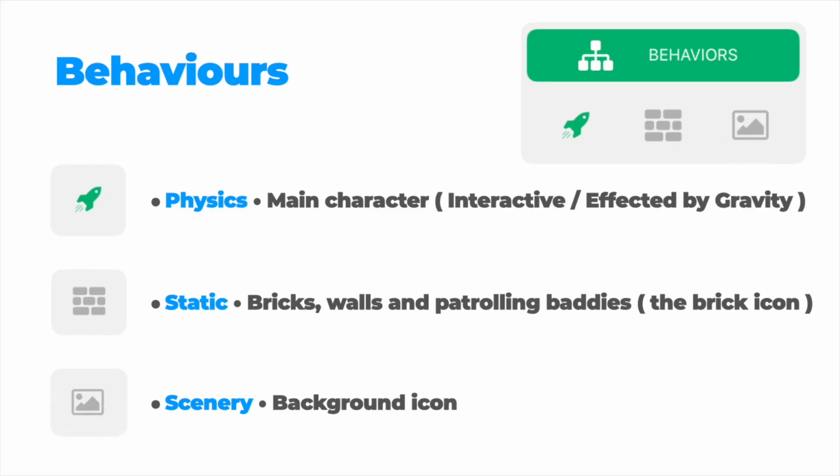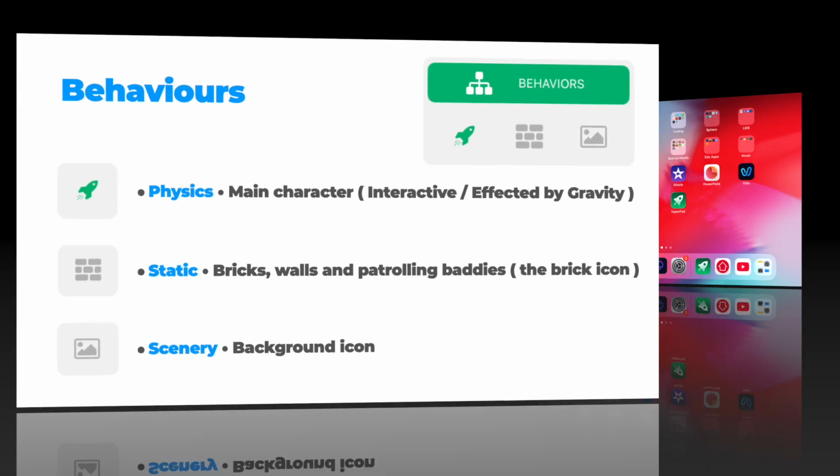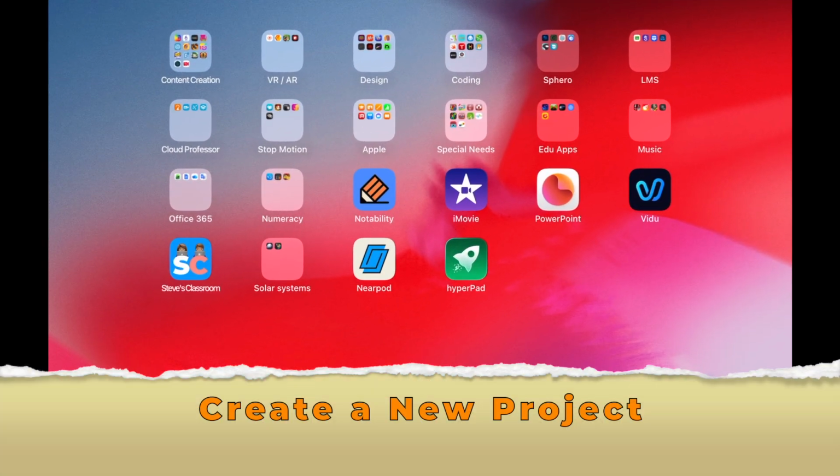And so these are things that you don't interact with and you just run past, like a tree in the background or something like that. So these are the three different types of behaviors in hyperPad, and it's really important that you turn physics on for your main character. We're going to start by creating a new project.